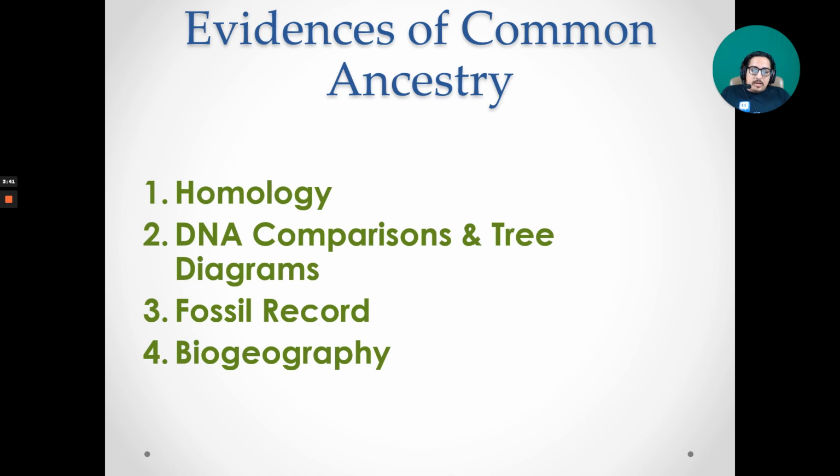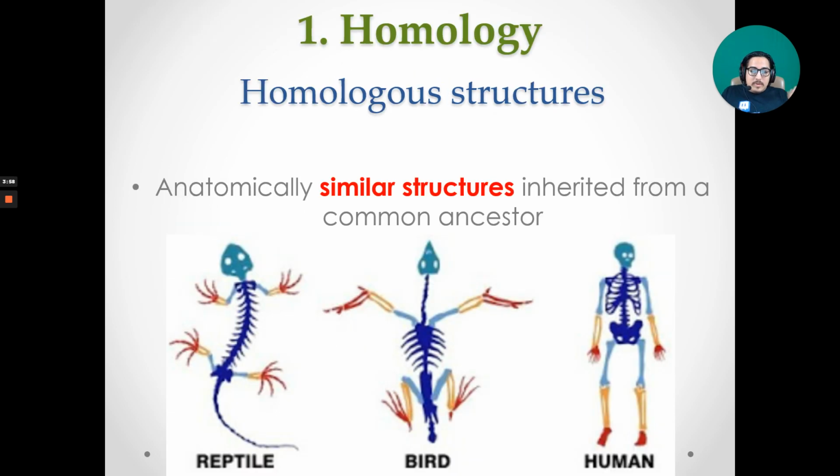Number one is homology. Number two is DNA comparisons and tree diagrams. Number three is fossil records. Number four is biogeography. The first three are the most important ones. For today, it's going to be a short one, only talking about number one, which is homology. So copy this down. This is going to go on the right side of your notes. The section says homology equals, and then a line.